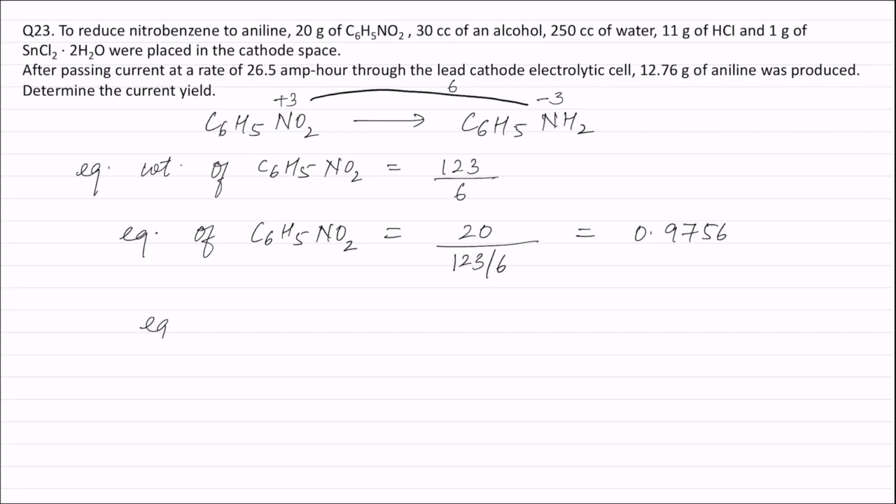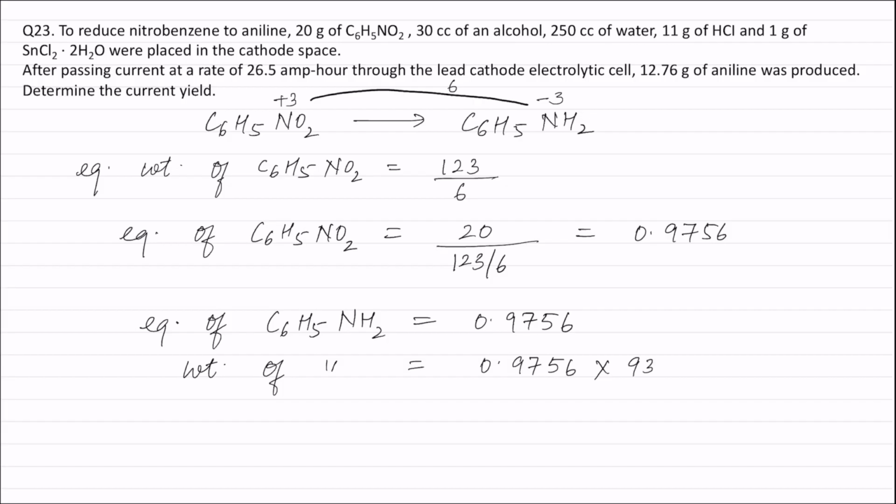Therefore, equivalents of aniline, that is C6H5NH2, is equal to 0.9756 equivalents, and from this weight of aniline will be equal to equivalents of aniline, that is 0.9756 equivalents, multiplied by equivalent weight of aniline, which is equal to 93, that is molecular weight of aniline, divided by valency factor of aniline, that is 6.